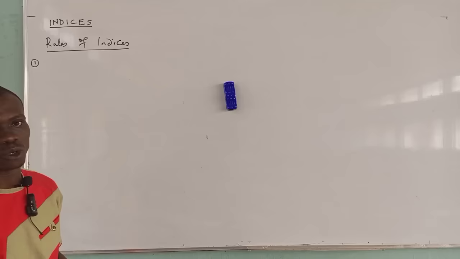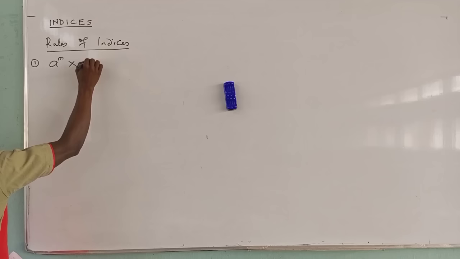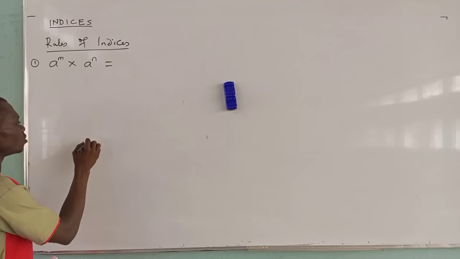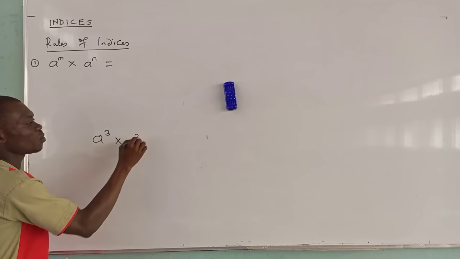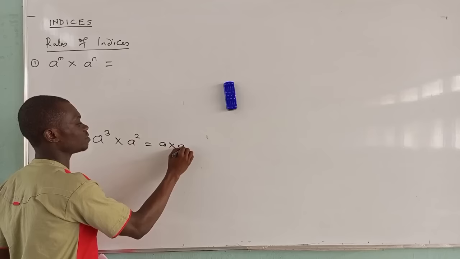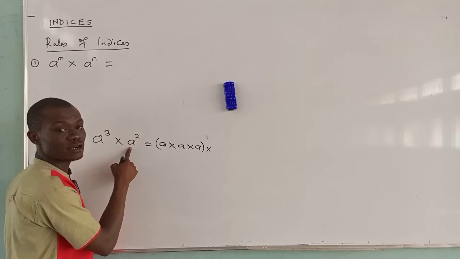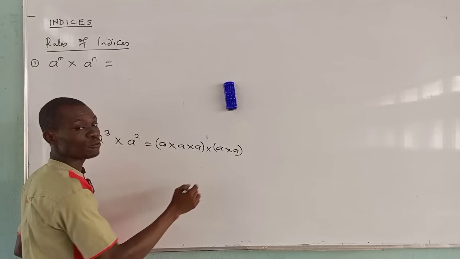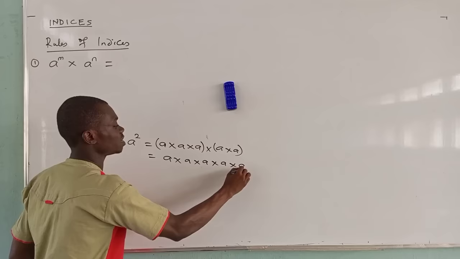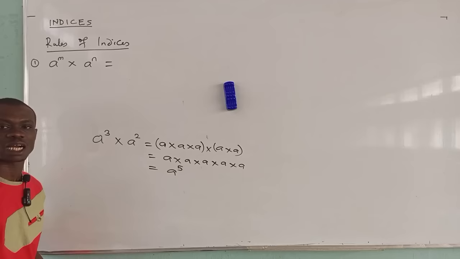That is, if I have a raised to power n multiplied by a raised to power m, what is that going to give me? You will notice that if I have, for example, a raised to power 3 times a raised to power 2, what does this mean? It means a raised to power 3 is the same thing as a times a times a, and then times a raised to power 2, which is a times a, 2 times. So if you remove this bracket, you will simply get a times a times a times a times a. And so you're going to get a multiplying itself how many times? 5 times, which is actually a raised to power 5.